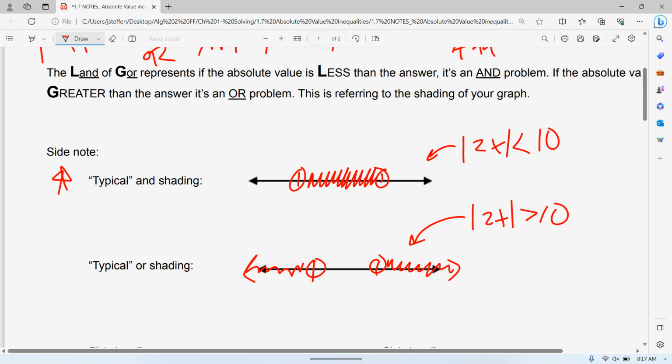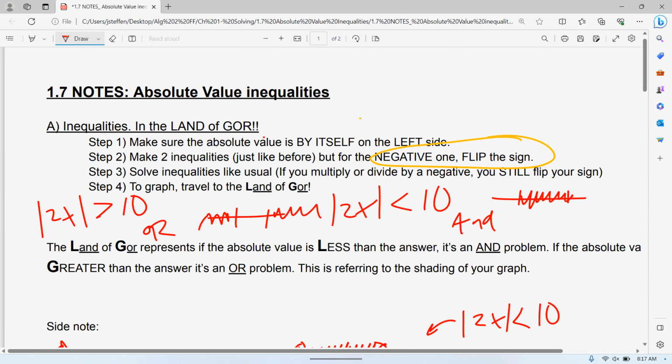The good news is, if you remember this little trick, the land of GOR, a mnemonic device, I don't know what it's actually called, you can tell right before you even start if it's an AND or OR problem, and you can tell what your graph is going to look like. You still have to solve it to get what the numbers are. One of the reasons I like it is, like I said, you catch your problems. But when I told you that you have to flip your sign for your negative, to do that, I'll probably count half.